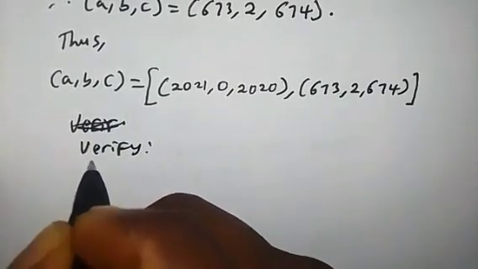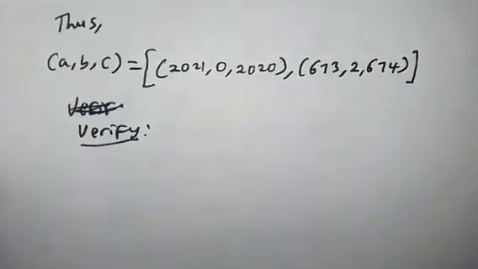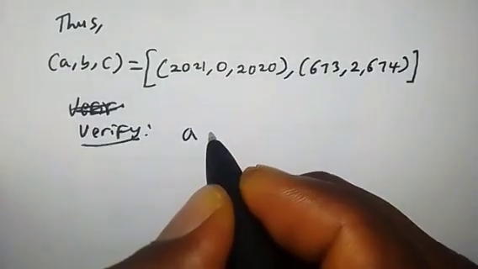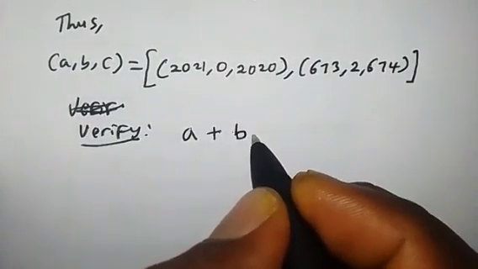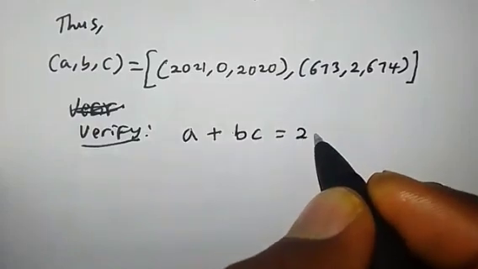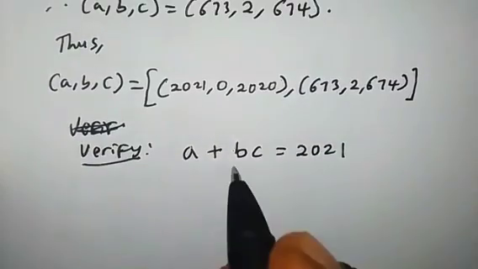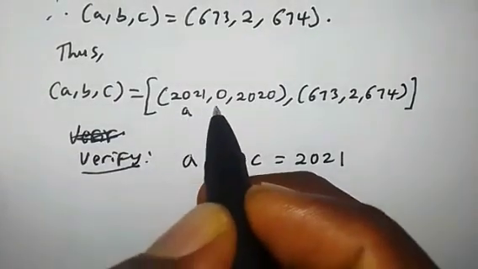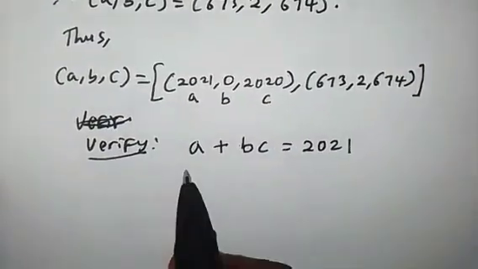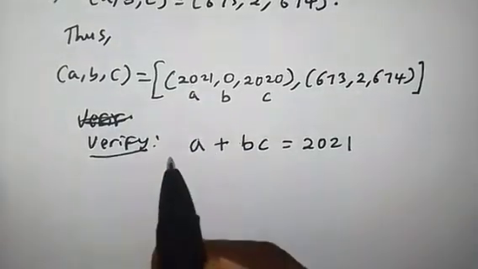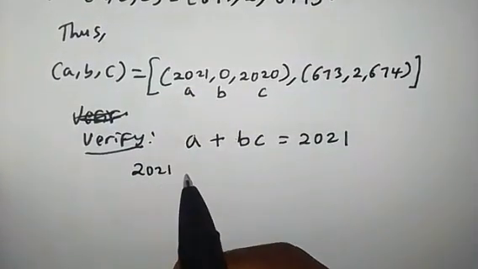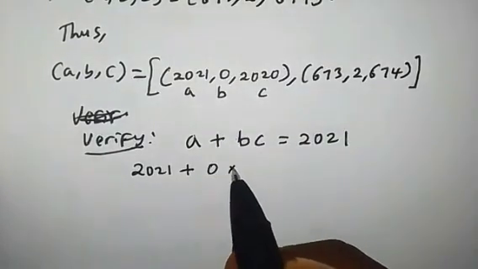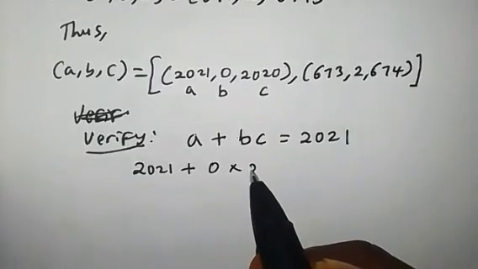So let us verify it using any of the equations. We can use equation 1. Equation 1 is A plus BC equal to 2021. Let's verify this first answer. First, this is A, this is B, this is C. Plugging it into the left-hand side, that will be 2021 plus, what is B? 0. 0 times C, which is 2020.